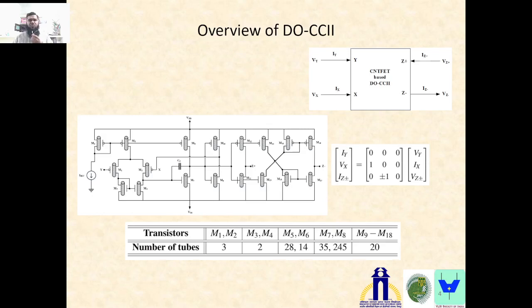This is overview of DOCC2. This is the block diagram of the CNTFET based dual output second generation current conveyor. Its transistor implementation using CNTFETs. This is the characteristics equation of the DOCC2, and these are the different transistor sizes of this circuit presented in this table.